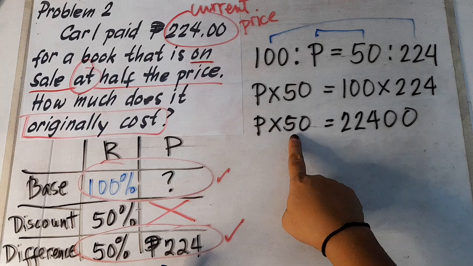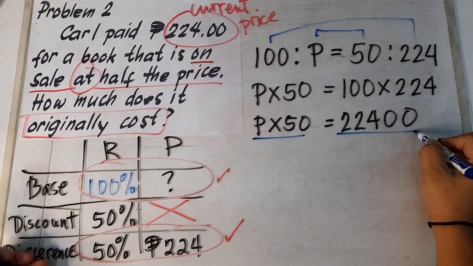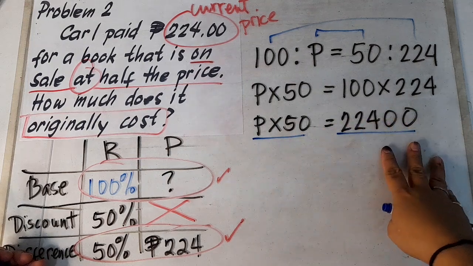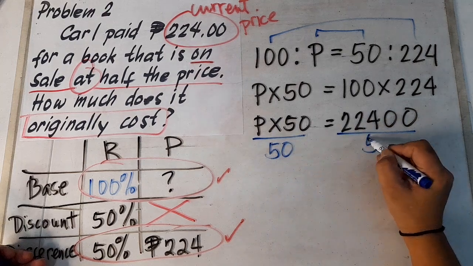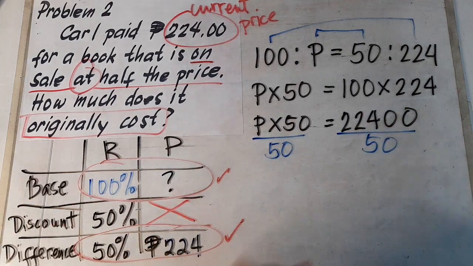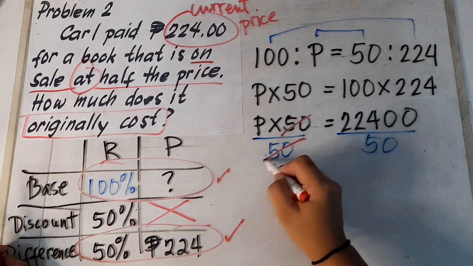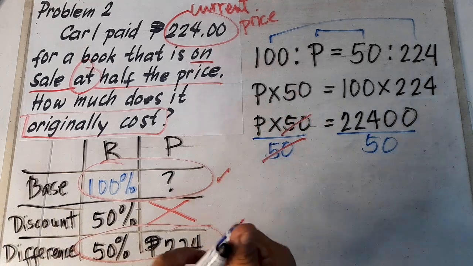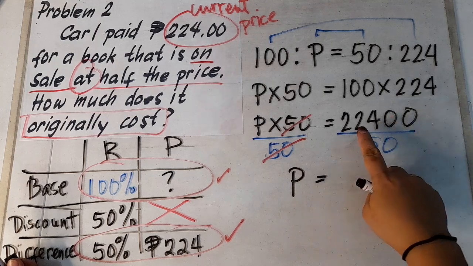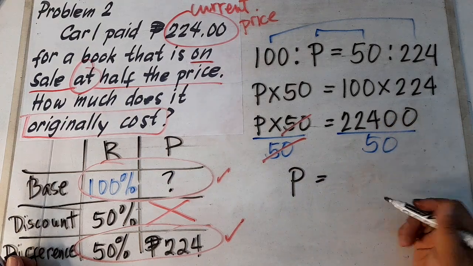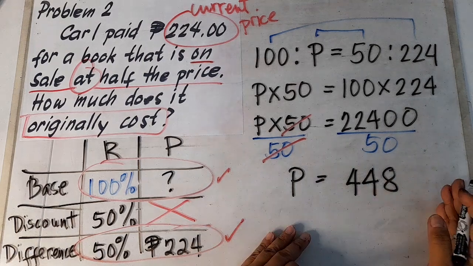Now, to remove 50, kasi ang kailangan lang natin ay yung P, hindi na kayo mag-iisip ng iba pang number na pang di-divide sa both sides ng equation, kung hindi yung 50 lang. Yung kasama nung unknown ninyo. So, 50. So, when we carry out the operation, 50 divided by 50 is 1. Okay? Times P. We'll have P. And 22,400 divided by 50 is 448.